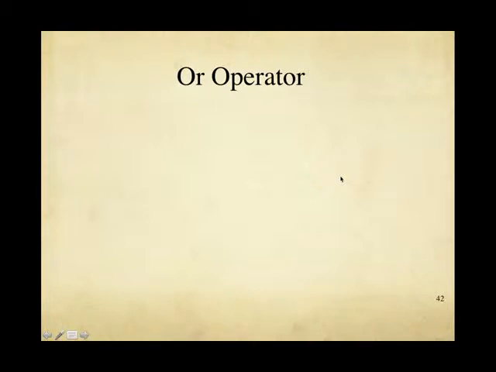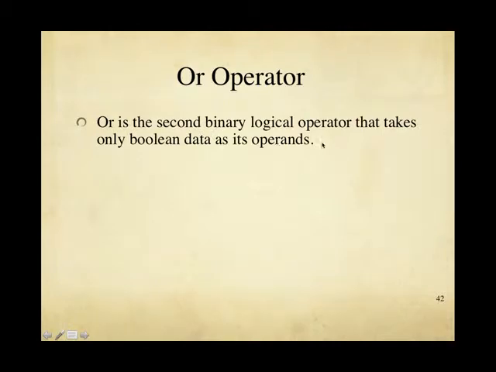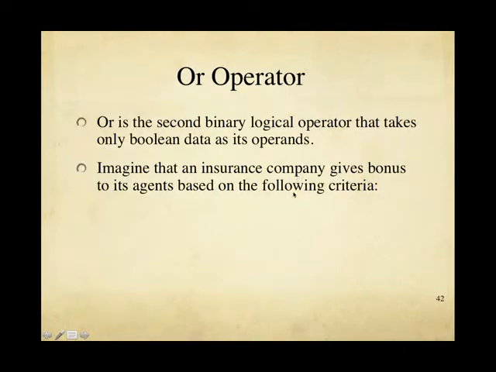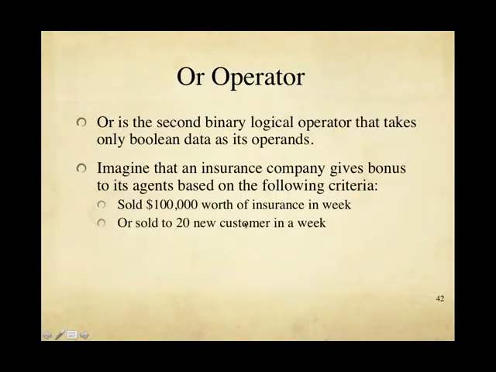Second operator is called an OR operator. And it also takes only the Boolean data type as its operands. So now we are just, first I'm showing the application and then later on the truth table for the OR operator. Imagine that an insurance company gives a bonus to its agent based on the following criteria: if you sold 100,000 worth of insurance in a week, or sold to 20 new customers in a week. So if either one is true, it gives a bonus. Or you did both of the above, you could easily do that.